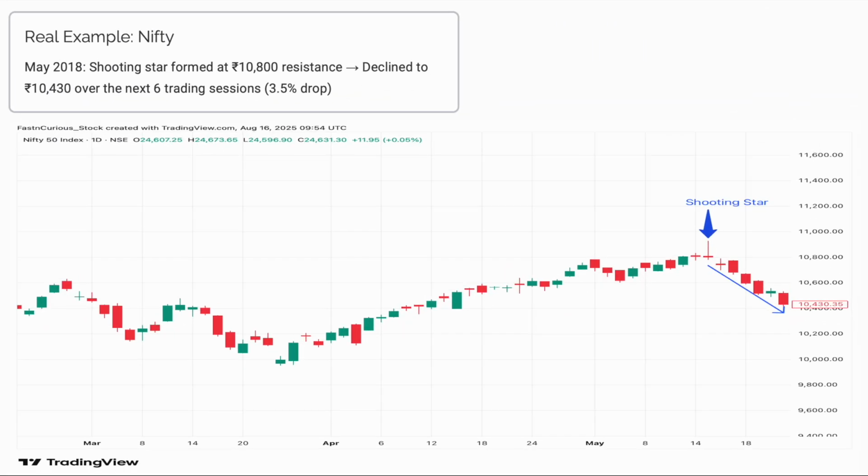So let's take a real life example wherein a shooting star has been formed over the Nifty chart at around 10,800 level and it dipped to 10,400 levels in just 6 trading sessions. So the shooting star formed at a resistance level is a very good sign of a potential bearish reversal.